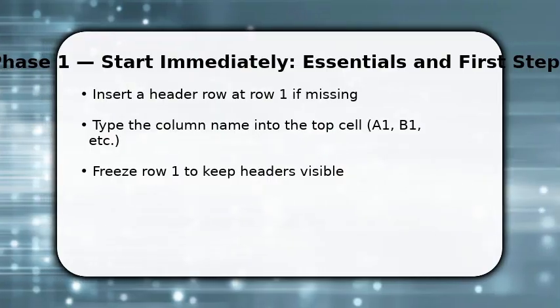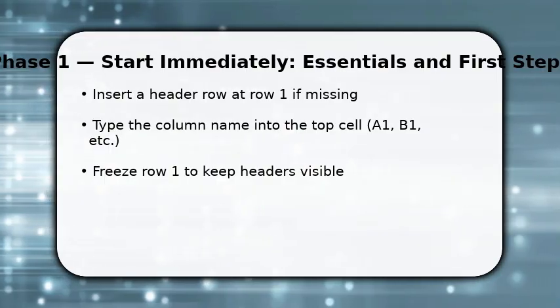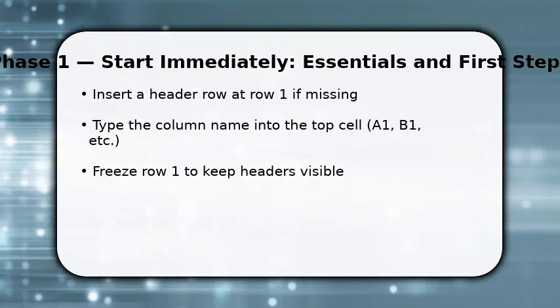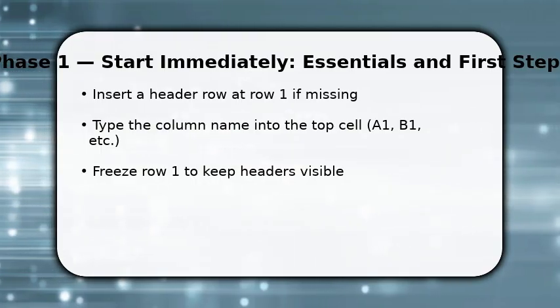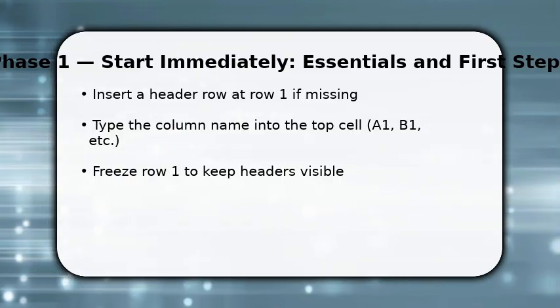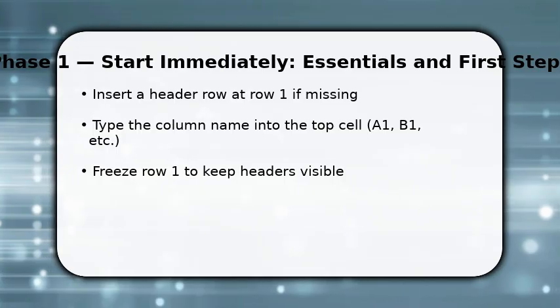You begin by creating a proper header row. This is the only reliable way to name a column in Google Sheets. Click the top cell of the column, for example A1, and type the new column name. Once done, freeze row 1 via View, Freeze 1 row so the label stays visible while you scroll.